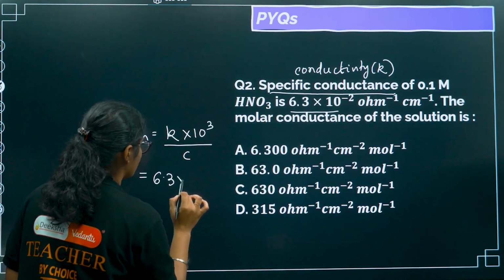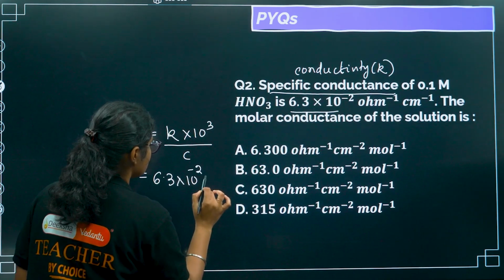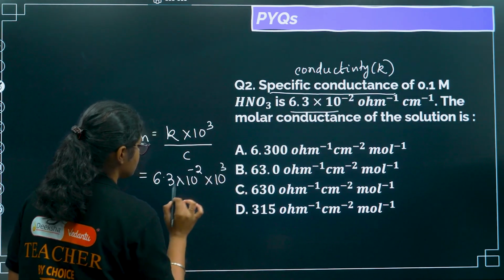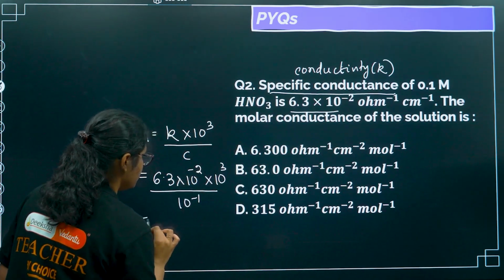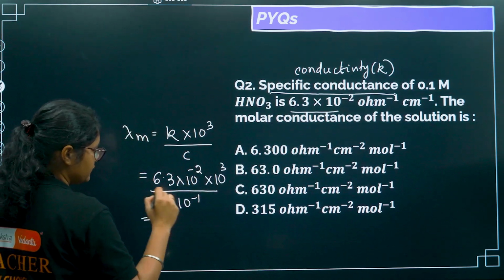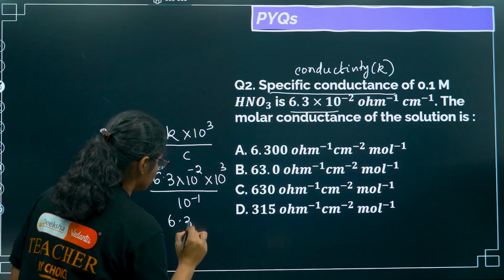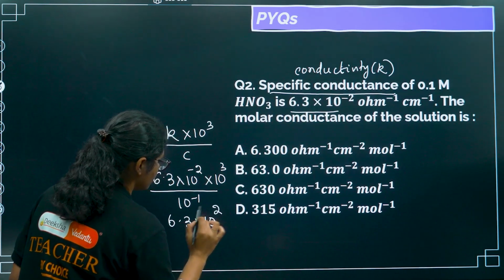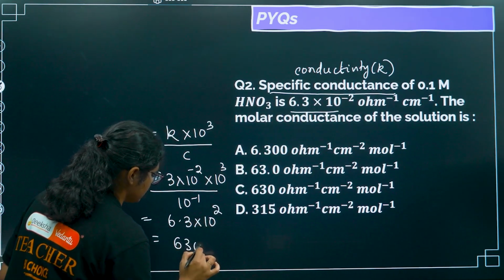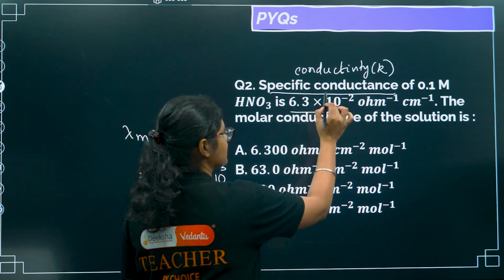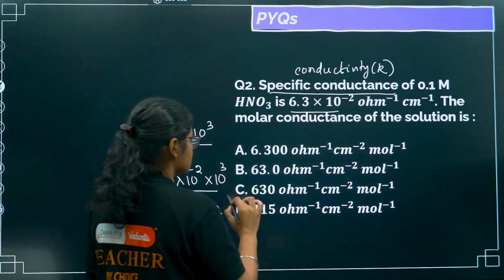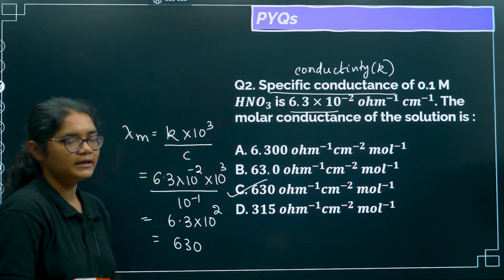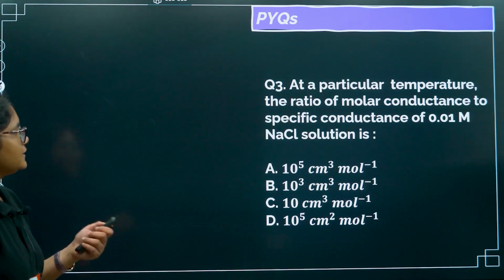6.3 into 10 to the power of minus 2, into 1000, by C, where concentration is 10 to the power of minus 1, right? If you solve this, I'll get 6.3 into 10 to the power of 2, that is 630. You should remember here that specific conductance is nothing but conductivity or kappa. So the correct answer for this question will be option number C. Now let us see the next question.